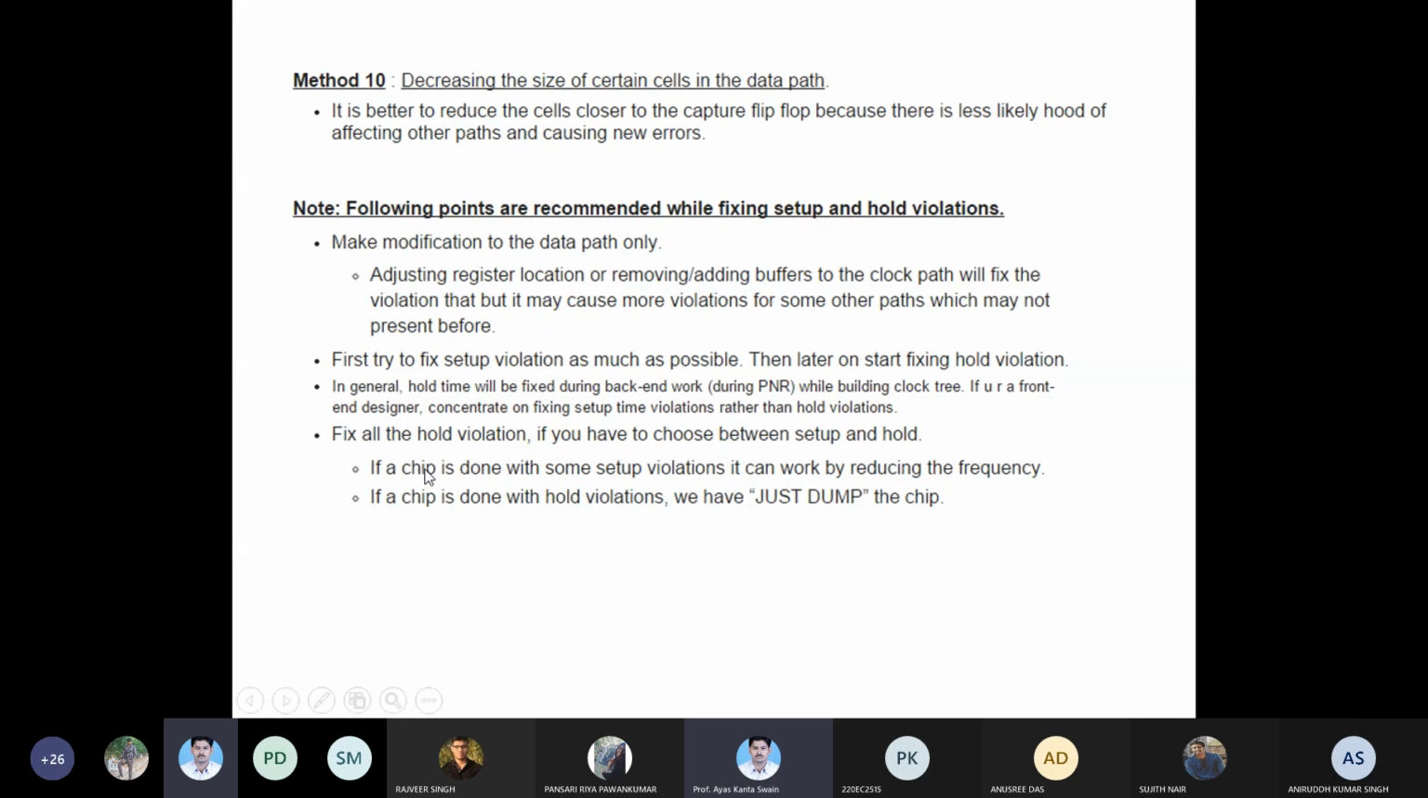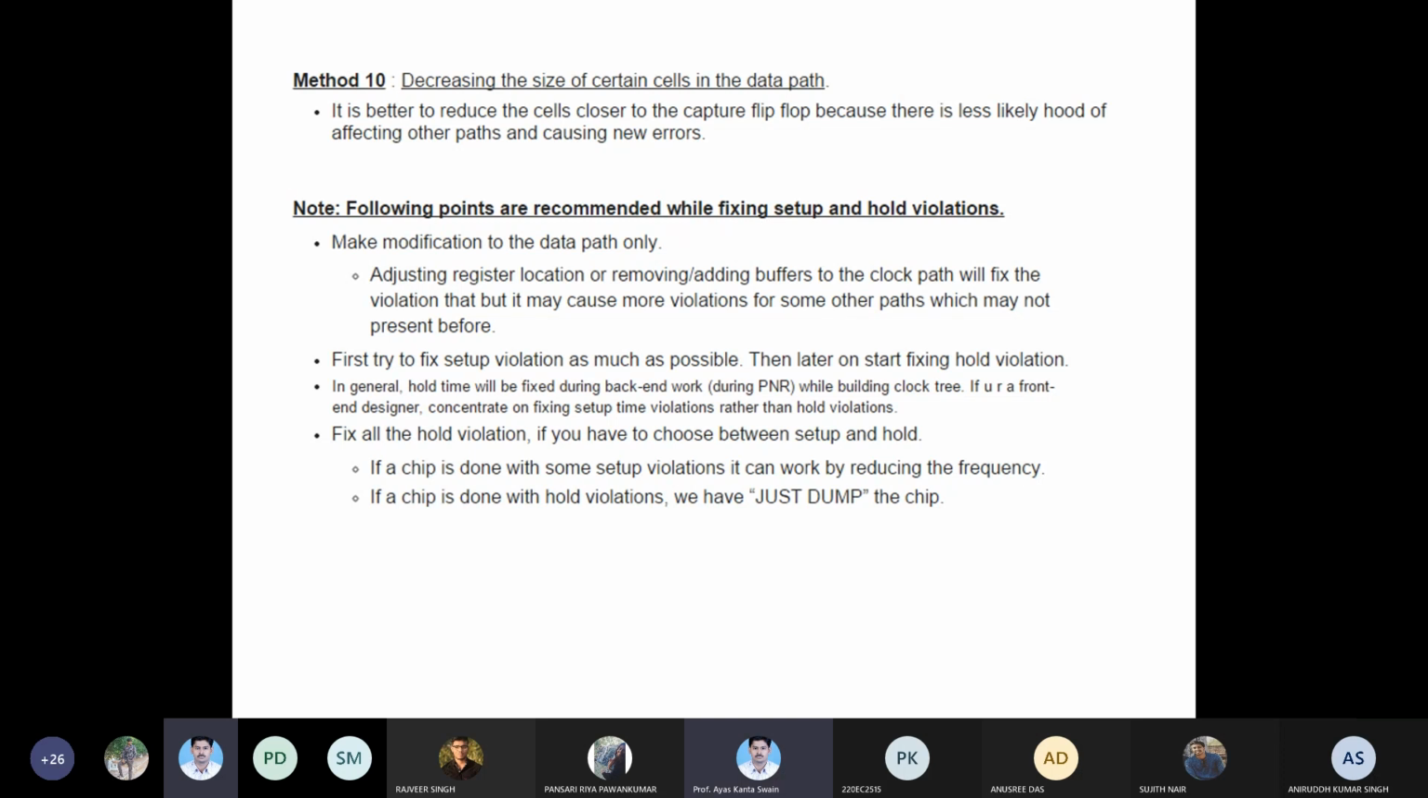If a chip is done with some setup violation, it can work by reducing the frequency. See, how are you deciding the frequency? By adding the setup time. So if you are not meeting the setup time, then your frequency of operation will be reduced by the setup period, which is around 2 nanoseconds, 3 nanoseconds, or maximum 6 nanoseconds, let's say. But if a chip is done with hold violation, then we have to just dump the chip, because the data will become garbage. The data is overridden, so the desired input never reaches the output.